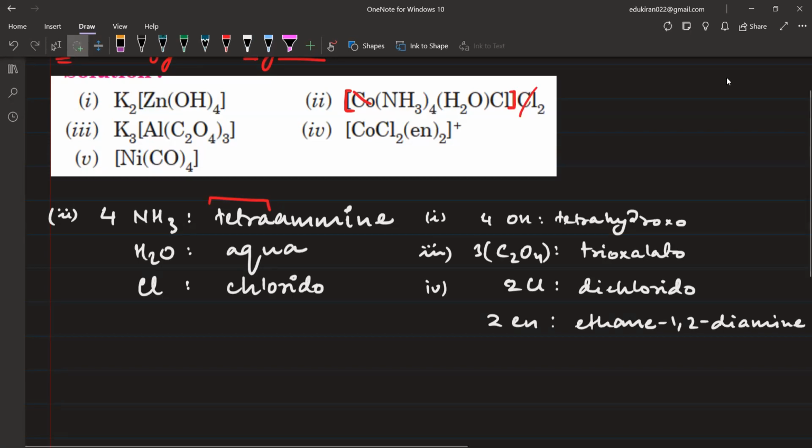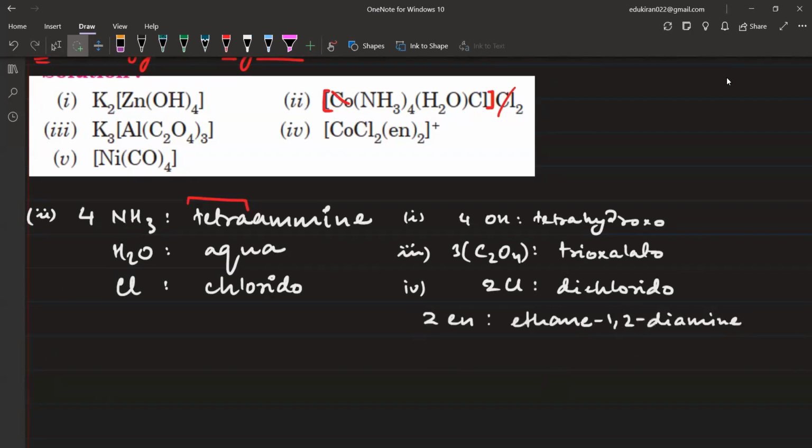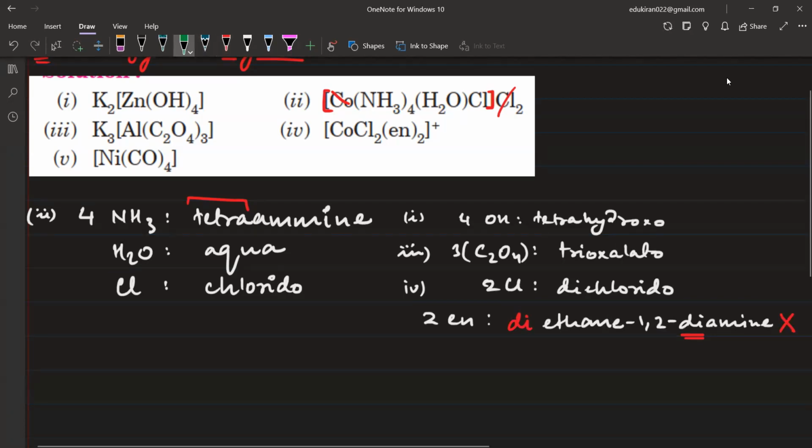Okay, so when you have words like di, tri, tetra in the name of the ligand, see, you already have a di here. So in these type of cases, we don't write diethane 1,2-diamine. If you are going to write it like this, diethane 1,2-diamine, this is wrong. What is the correct way of writing this? The correct way of writing is bis, then you can write ethane in brackets 1,2-diamine.